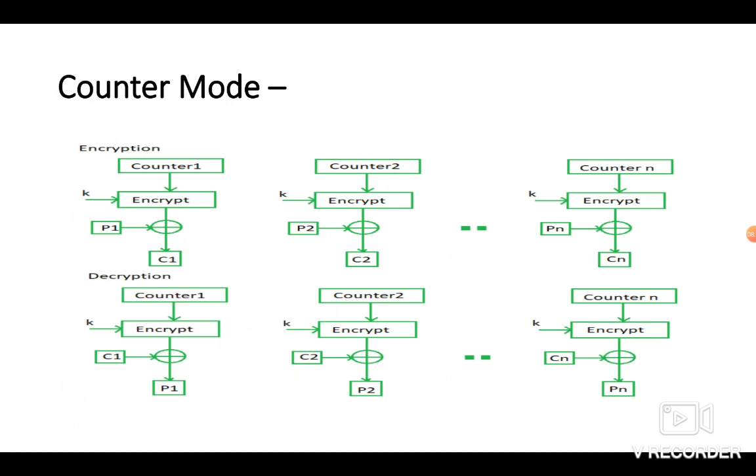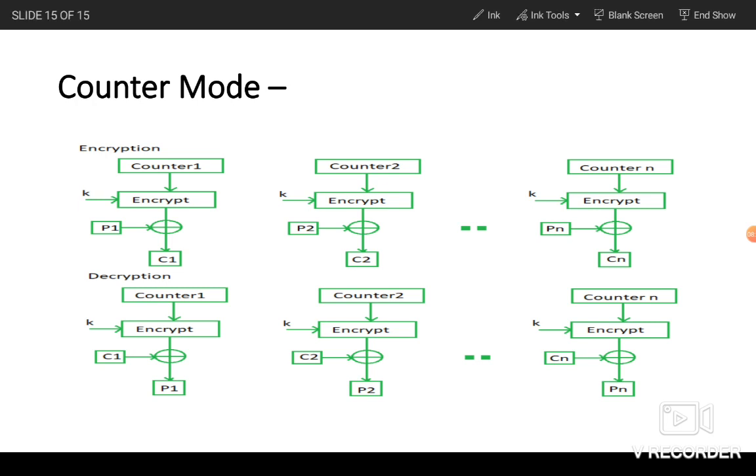Finally, the counter mode. So here we use a counter. So we know that a counter is nothing but it is incremented every time. So the counter is encrypted, and the encrypted counter value is XORed with the plain text. Thus we get the ciphertext. Okay. So the same process is repeated for n counters. For decryption also we use the same counter value. Here also we are using the same encrypt function for decryption. So the encrypted counter is XORed with the ciphertext to get the plain text.